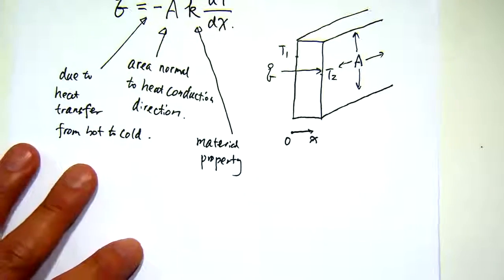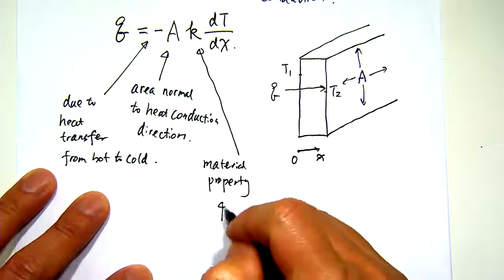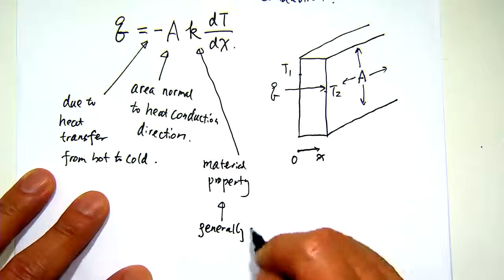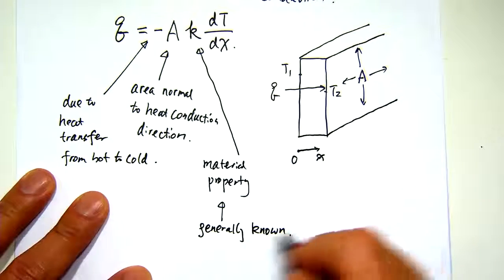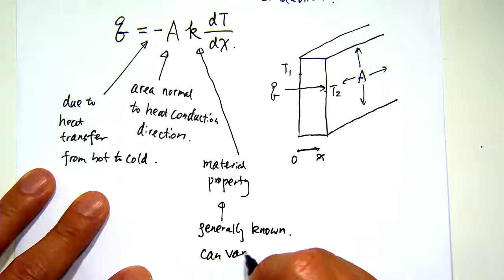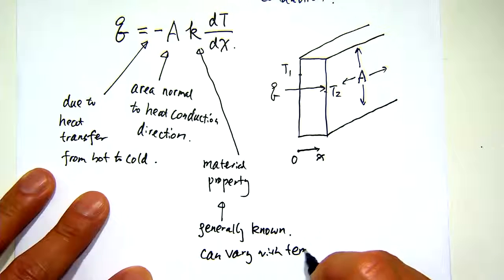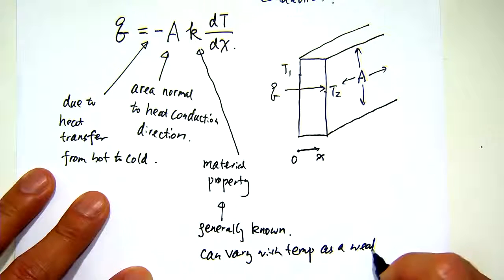All right. So the material property, we should say, is generally known and can vary with temperature as a weak function.